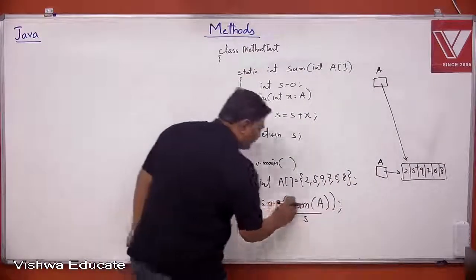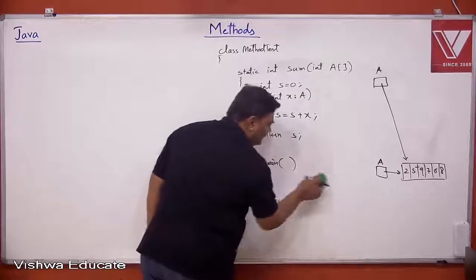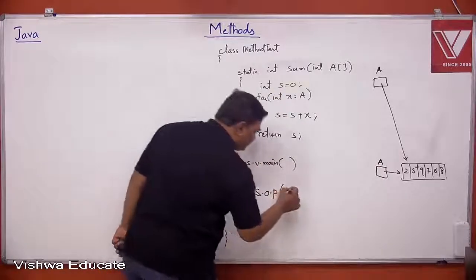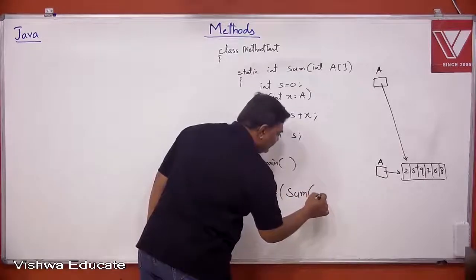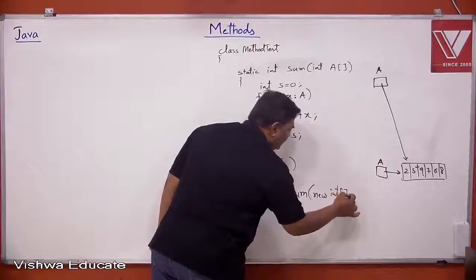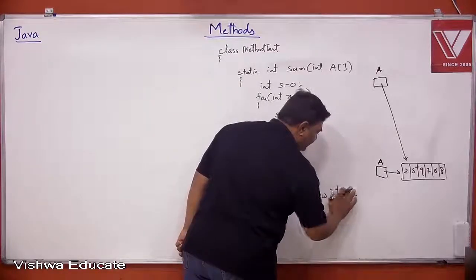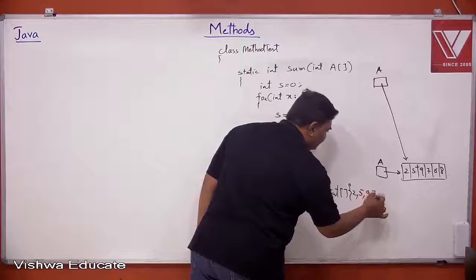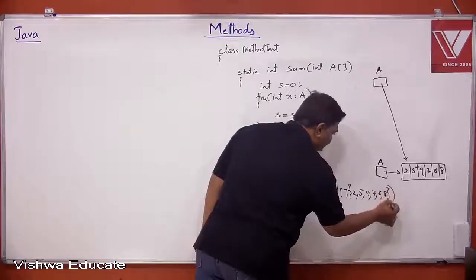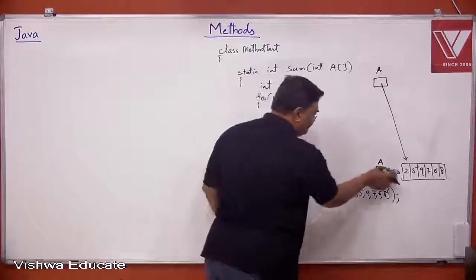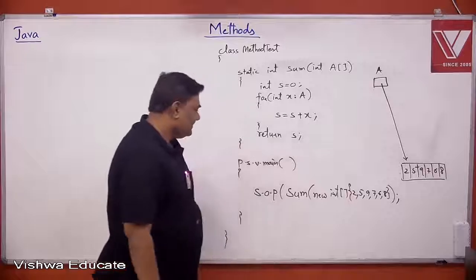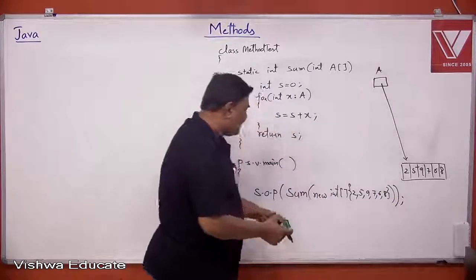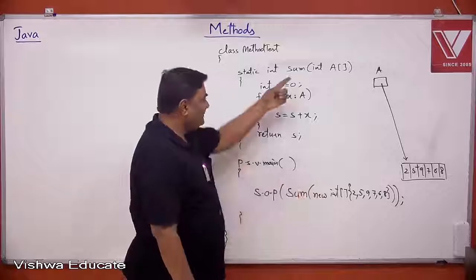Next, one more method. System.out.println, call this method sum, and say new int array, flower brackets, 2, 5, 9, 7, 6, 8, close flower brackets, close this bracket, and see, one bracket should be closed. Yes, one more bracket. I am calling the sum method and the parameter it takes is an array.